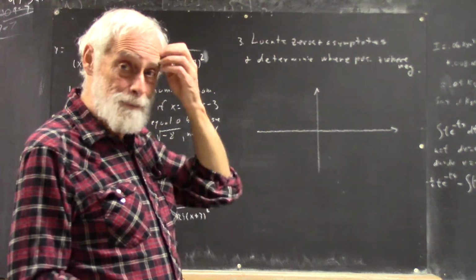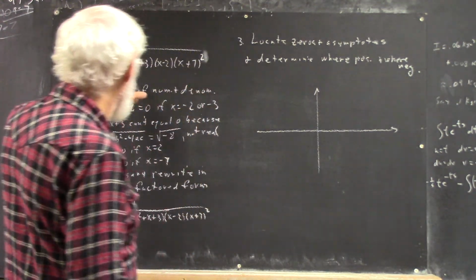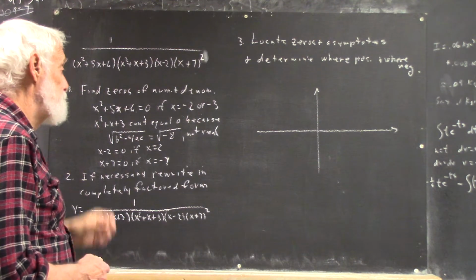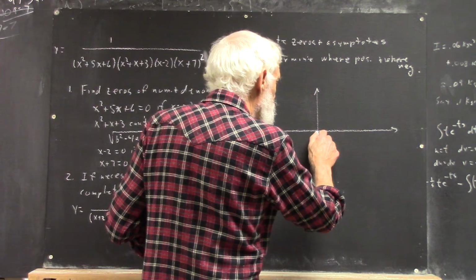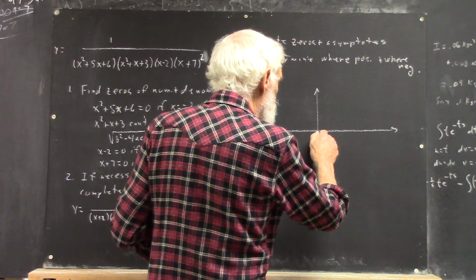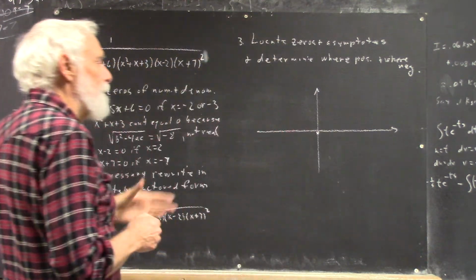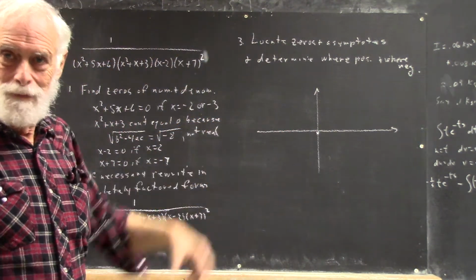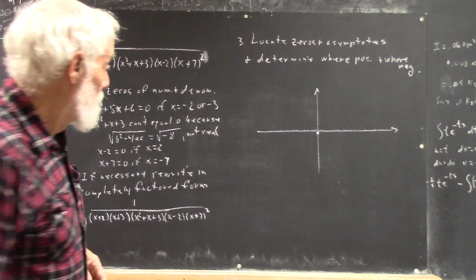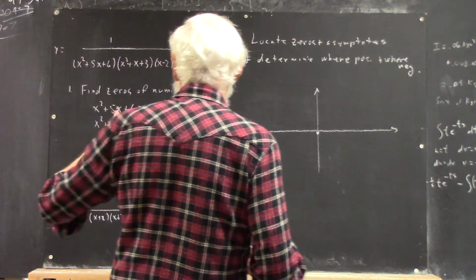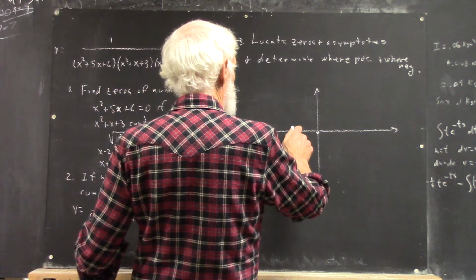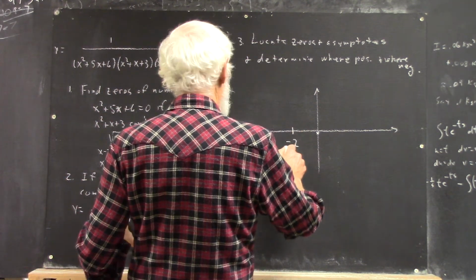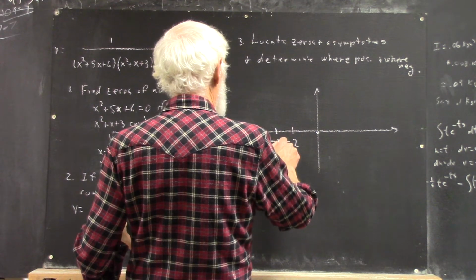Okay? Really tiny value. So we can say, okay, the y-intercept is really, really close to 0. Not closer than that, but we'll just take that, okay? Now we locate our zeros. Well, x plus 2 gives you 0 at negative 2. X plus 3 gives you 0 at negative 3.